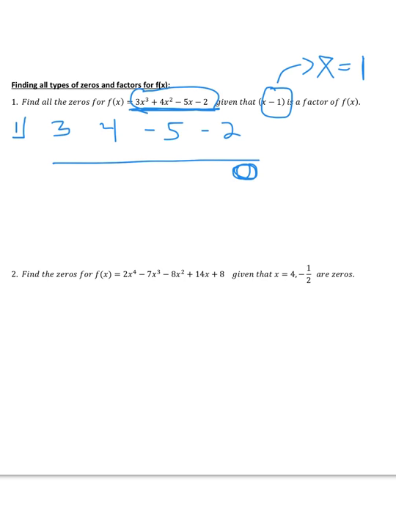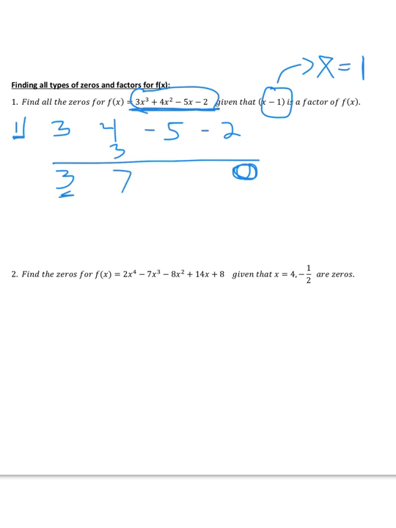If you forget how to do synthetic division, we bring this 3 down here. Then we multiply, so I multiply and get 3 here, and then we add and get 7. And you just keep multiplying and adding. So 3 times this 1 is 3. 4 plus 3 is 7.